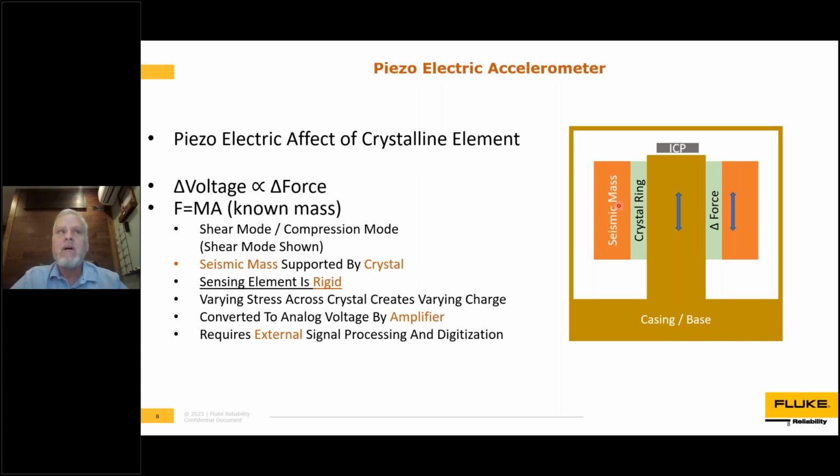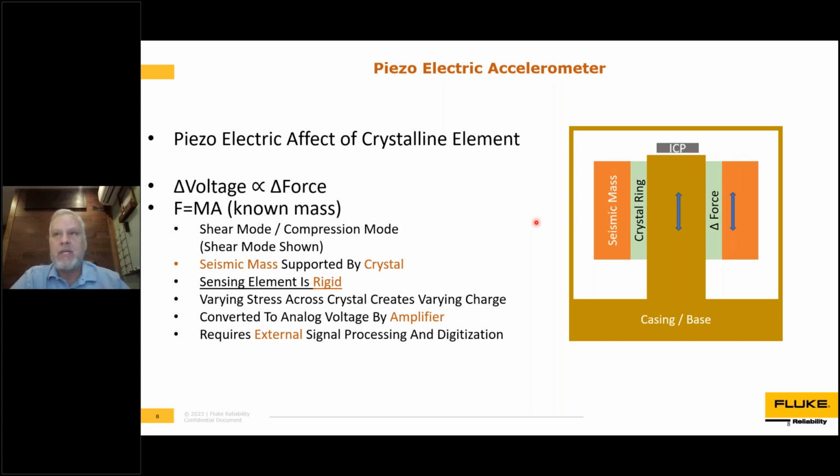I'm showing here shear mode, but there are shear mode and compression mode type accelerometers. The shear mode is shown, which is a ring within a ring. I'm showing a crystalline ring in light green, and then the seismic mass is mounted to the outside of that. There are no moving parts here. The entire unit moves as a single unit, and as the case vibrates, there's a force put into that seismic mass to try to accelerate it, and that crystal ring will measure that force and give you that direct force output.